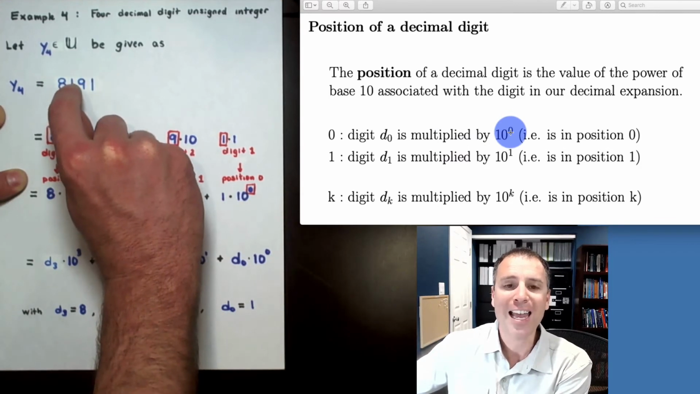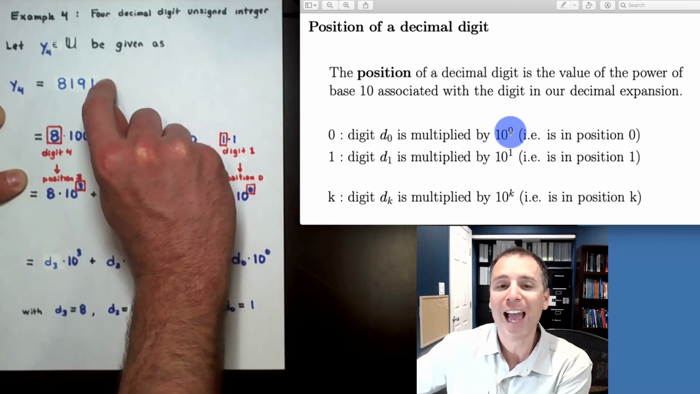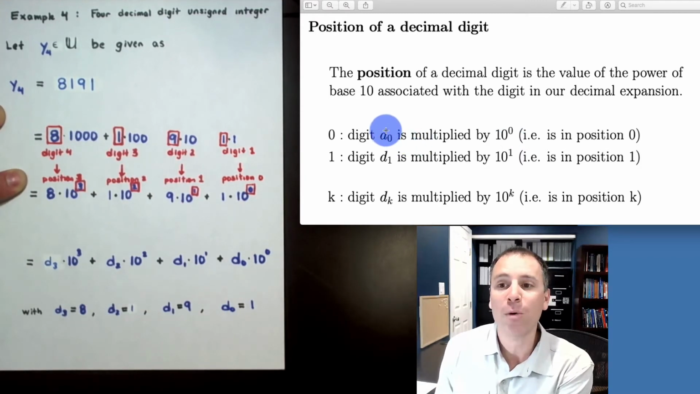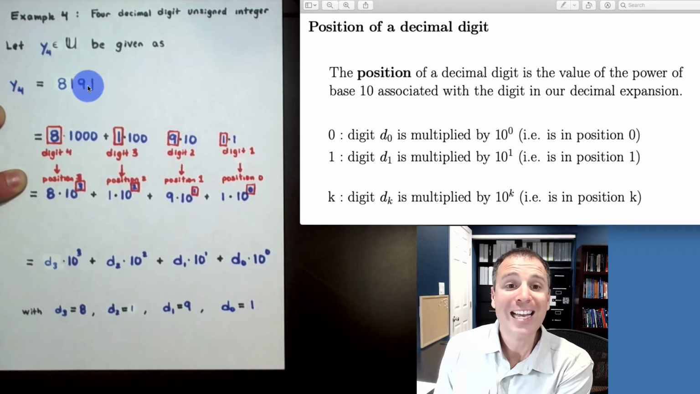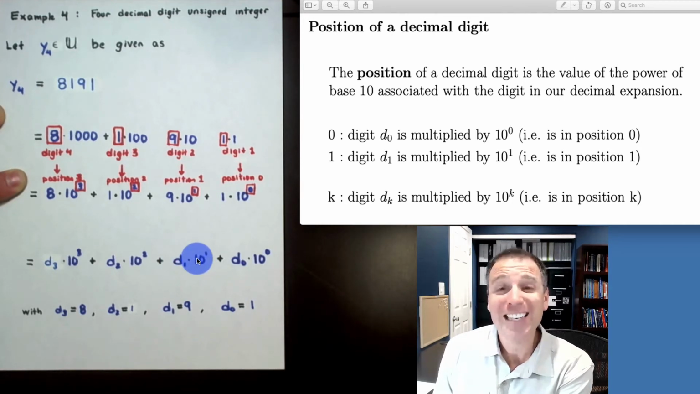When I say 8191, that last one tells me the number of ones that I have in my number. In other words, the number of 10 to the zeros. Thus, we say that that digit is labeled as d sub 0 because the index right there maps to the power of 10 in that decimal representation. Similarly, we say that the digit d sub 1, d1, the index on that is 1 because that is really multiplied by 10 to the first. In other words, d1, the value 9 in this particular representation, tells us the number of tens in this decimal number.